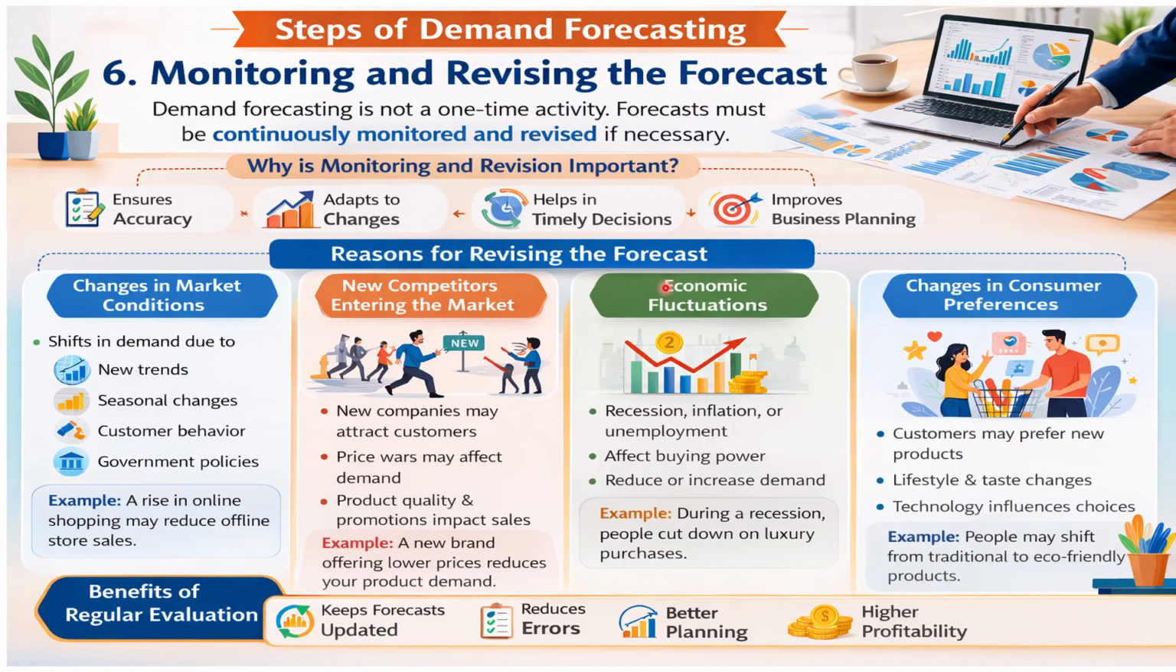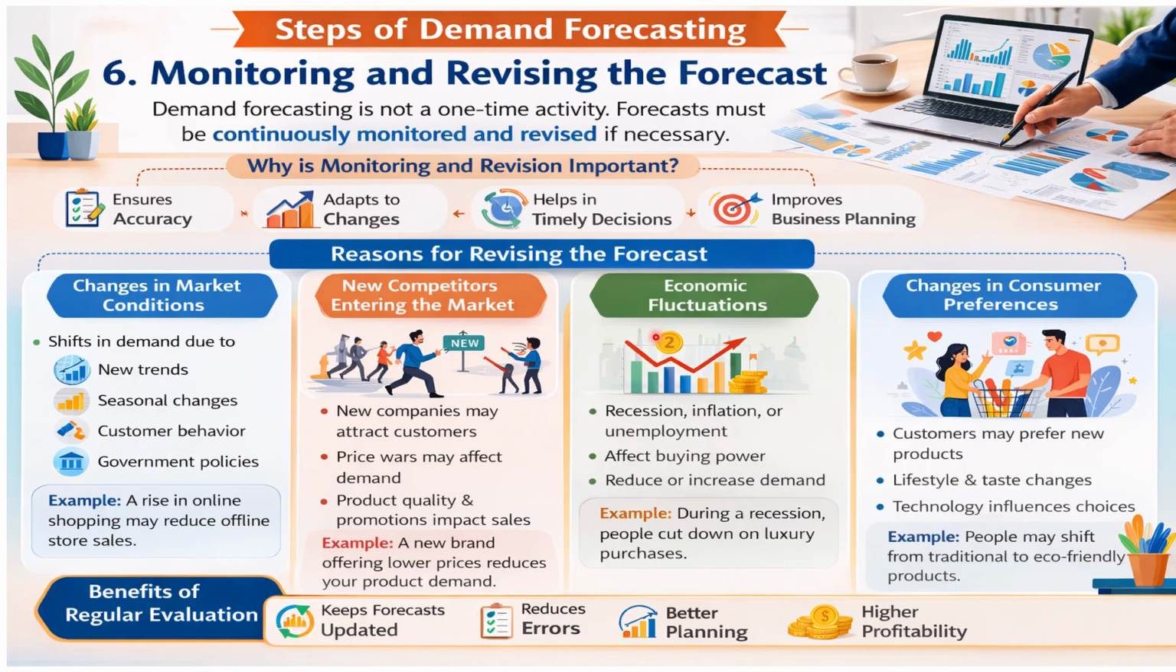The next is economic fluctuation due to recession, inflation, depression, or unemployment. It is very important to monitor and revise the demand forecast for the product because it affects buyers' power, and consumer demand may be reduced or increased due to the recession, inflation, or fluctuations. Sometimes we have seen that due to recession, people cut down on luxury purchases and go to cheap goods.